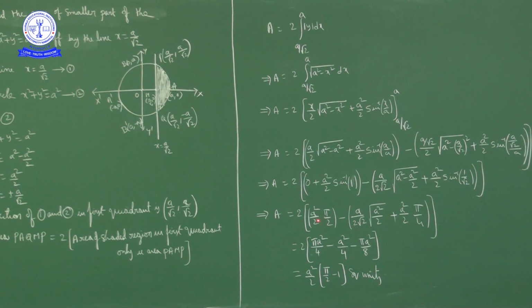Okay, so this is how much? Pi a square by 4 minus a into a upon root 2, that is a square upon 2 root 2 into root 2, nothing but 2 root 2 into root 2 is 4, minus pi a square by 8. If you write a square by 4 outside, 2 times a square by 4 is a square by 2. Here a square by 4 common means pi, and here a square by 4 common means pi by 2. Pi minus pi by 2 is pi by 2 minus 1 square units.